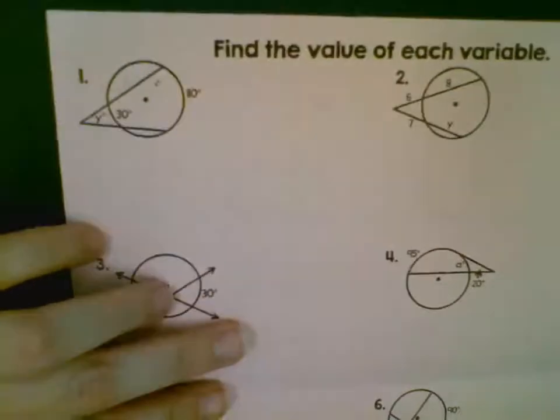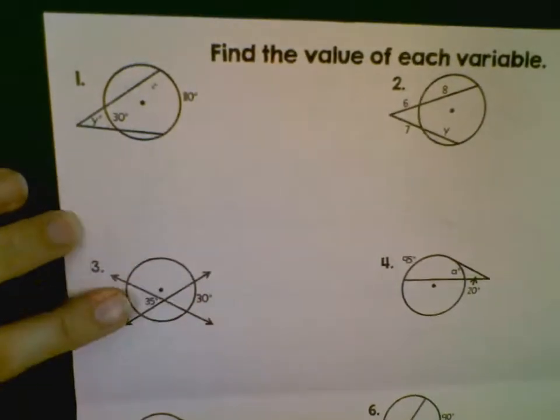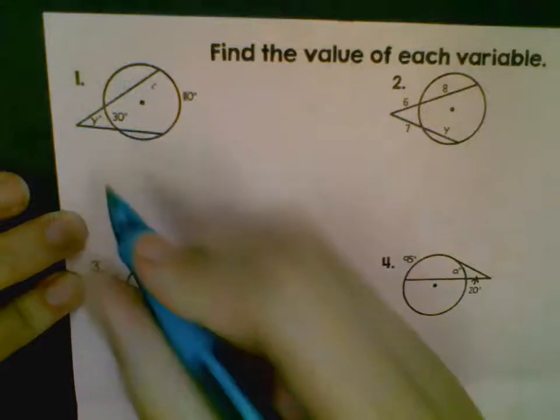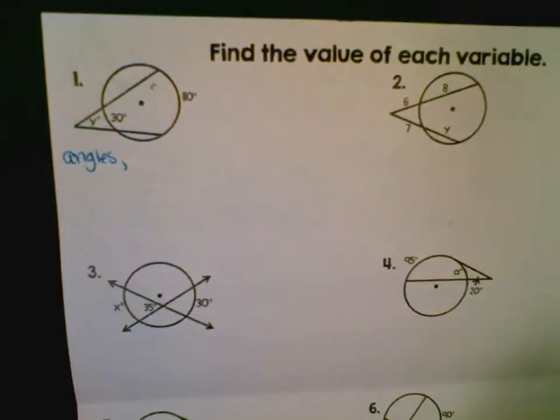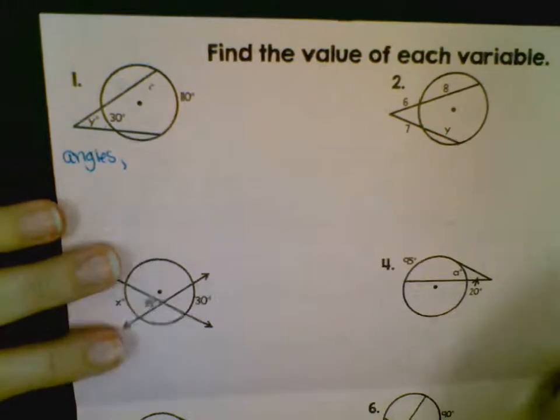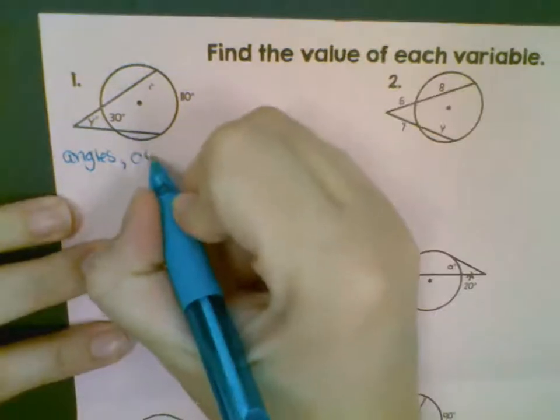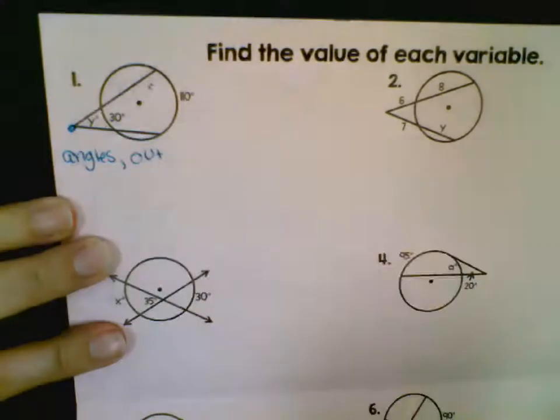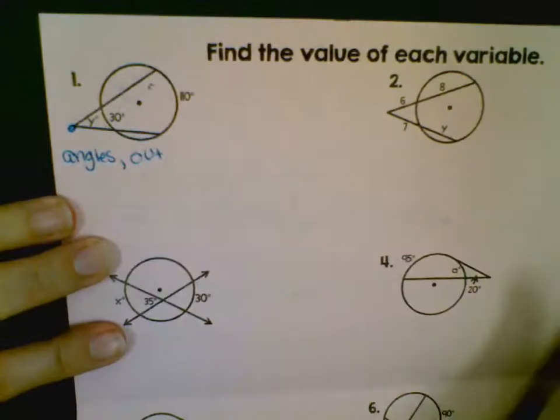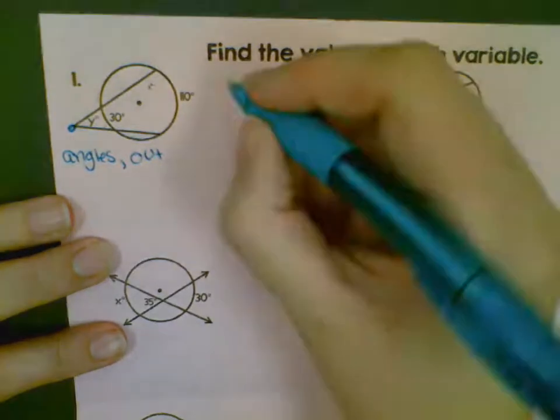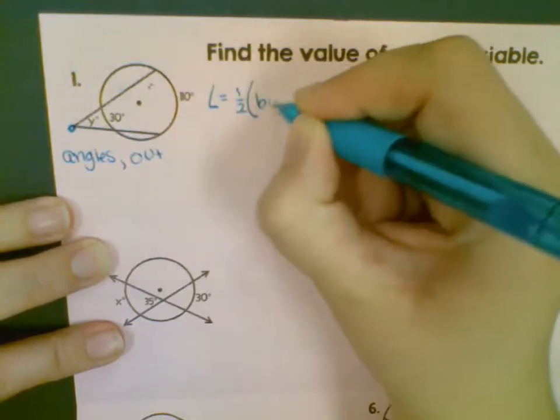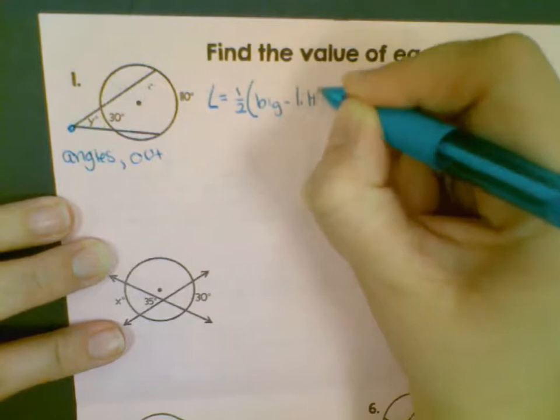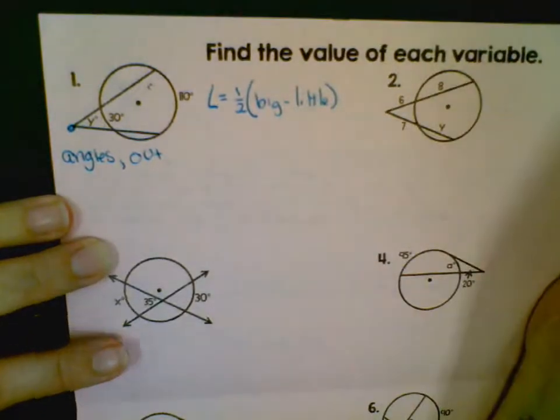Okay, so are we finding angles or sides? Good, we're finding angles. And do the lines intersect inside the circle or outside? Good, they intersect outside. So the formula for intersecting outside for finding angles was that the angle equaled half of the big arc minus the little arc. And you can use the x and y if you want.